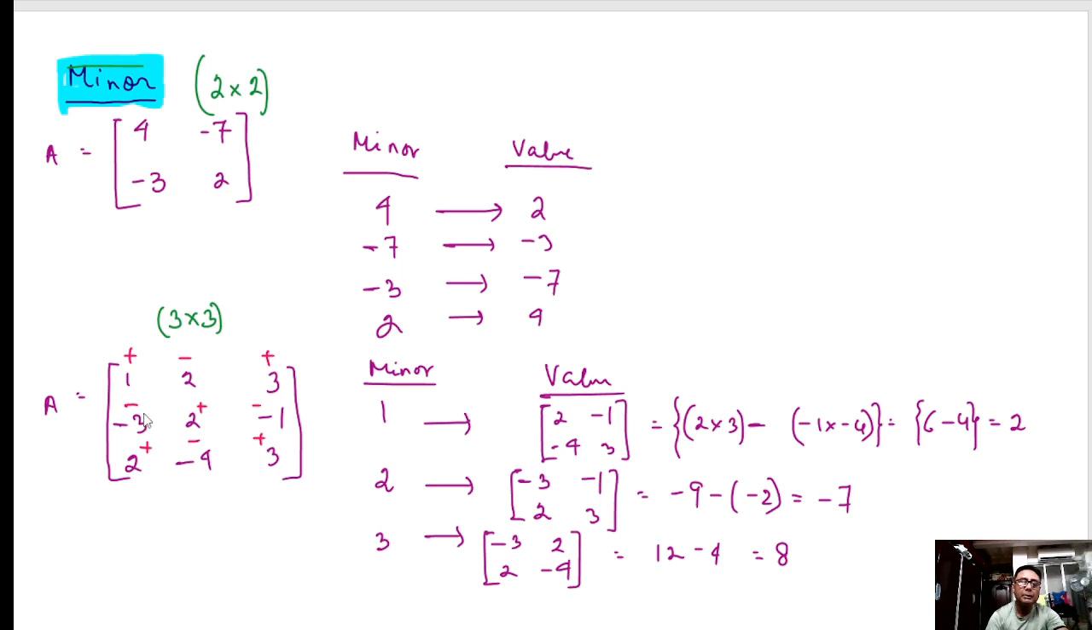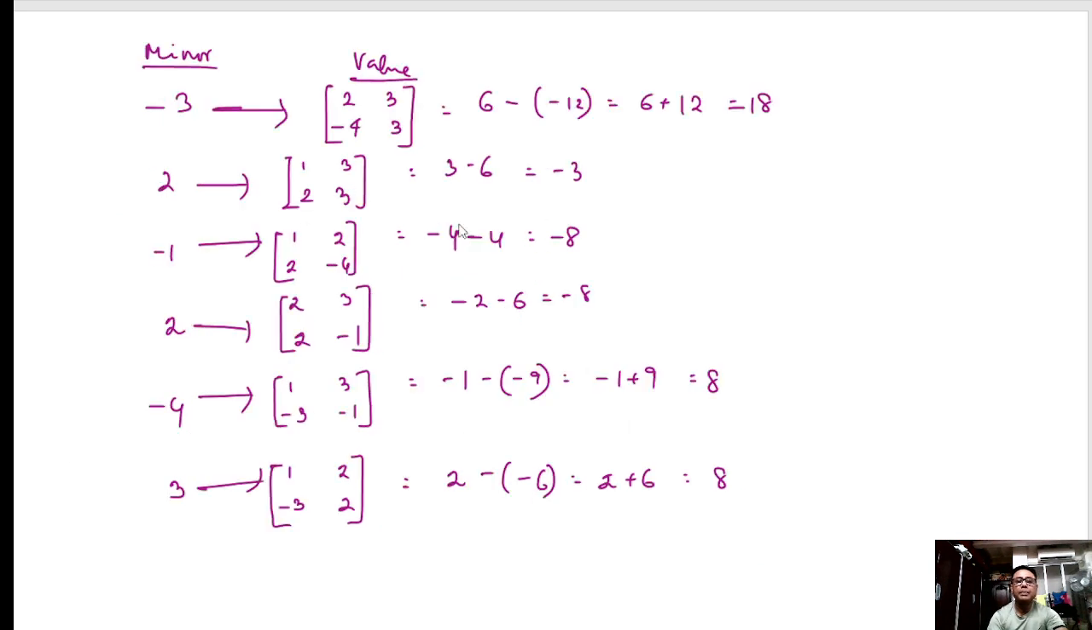So next, if I want to choose the minor of minus 3, don't choose its column or row. So what is left is this and this. So here we have chosen it, as you can see, and then we calculated, which is 6, and this is minus 12. So 6 minus of minus 12 is 18. So this is how we calculate it.